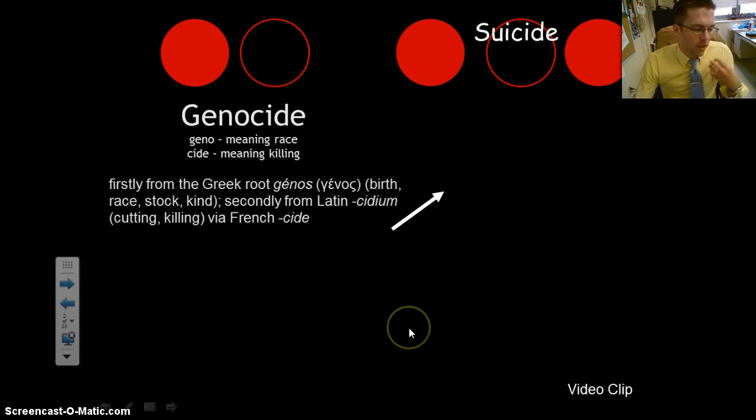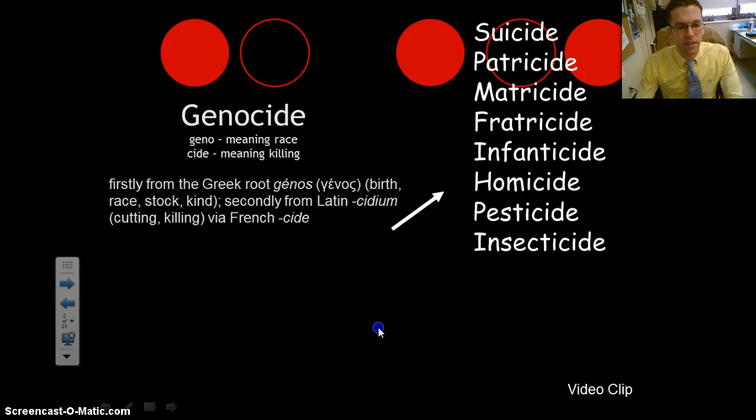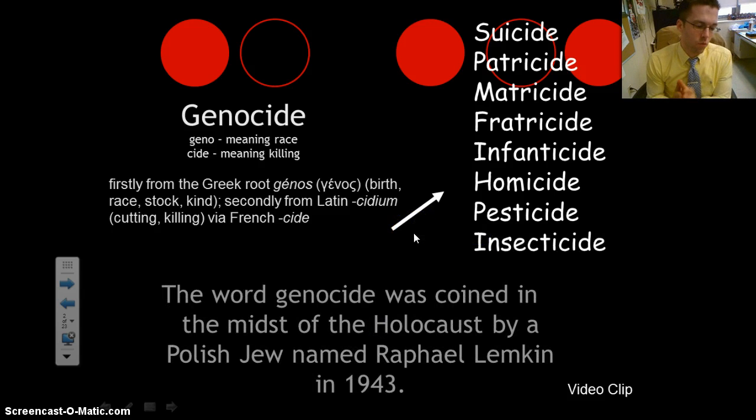And you might have seen words that end in side: suicide, self-killing. Patricide is killing your father, your mother, brother and sisters, a baby, another Homo sapien, another person, homicide, pesticide, insecticide. Kind of interesting, though, that the word genocide was never created until during the Holocaust by a Polish Jew, Raphael Lemkin, because there has never been a word to describe something of this magnitude.